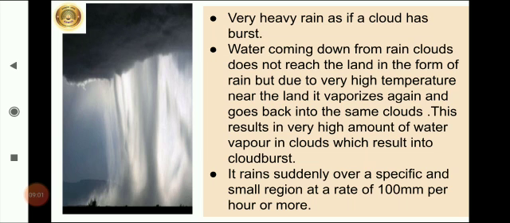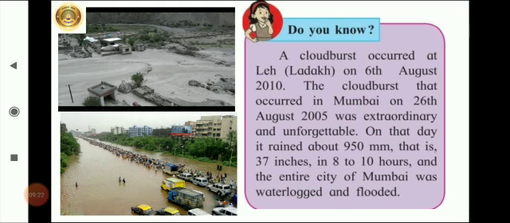As a result, the amount of water vapor in those clouds becomes very high. Due to rapid condensation, it rains suddenly over a specific and small region at a rate of 100 mm per hour or more. This is known as cloud burst. You can see the picture here.